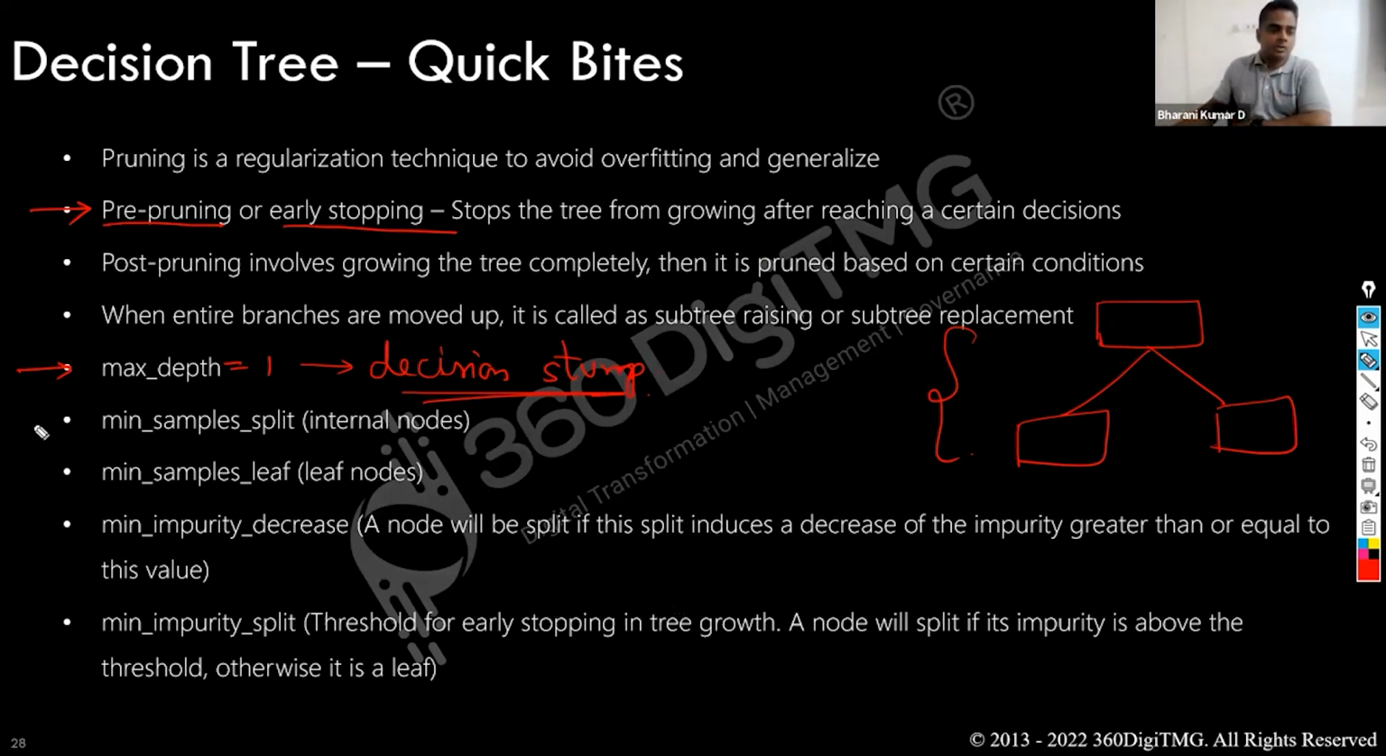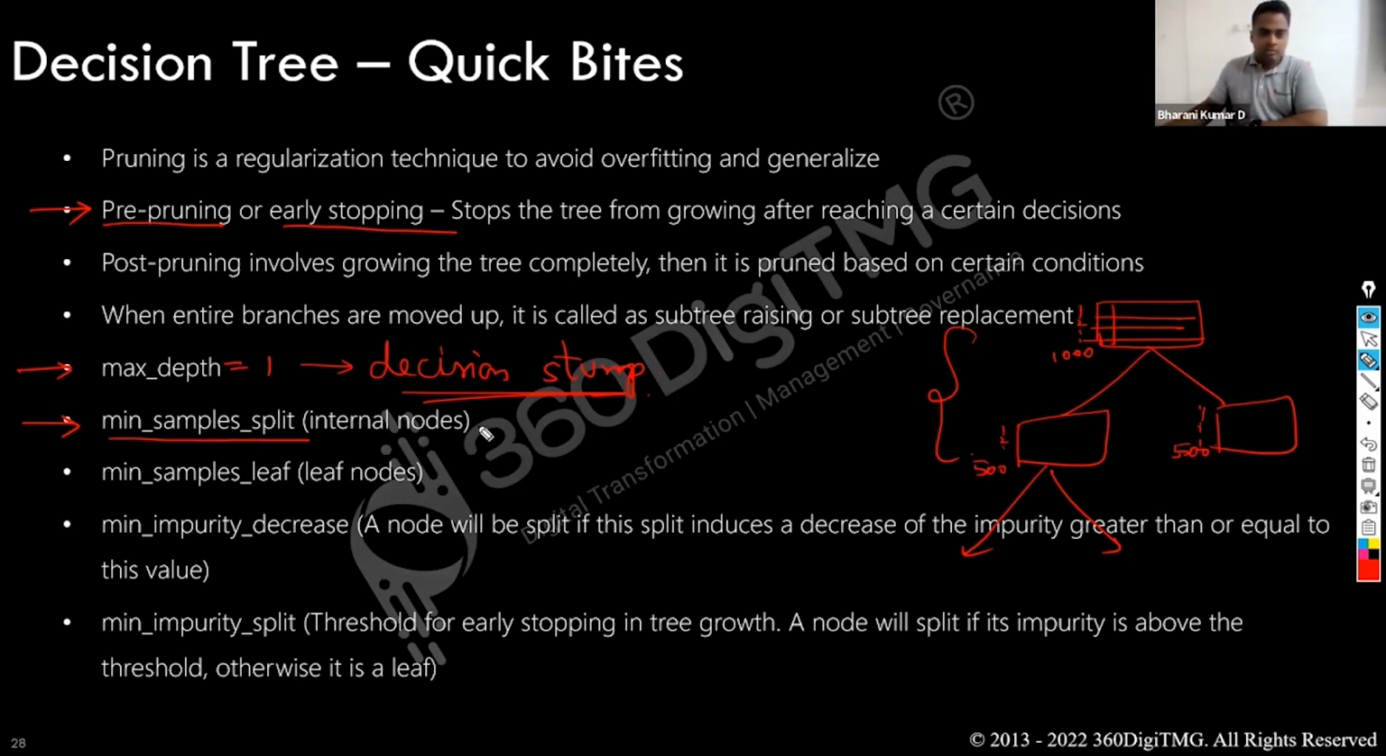Okay. Next, you also have something called minimum samples split. So if you have to split it further, in this, say you have 1000 observations. When you split it, maybe you have 500 observations here, another 500 observations here.